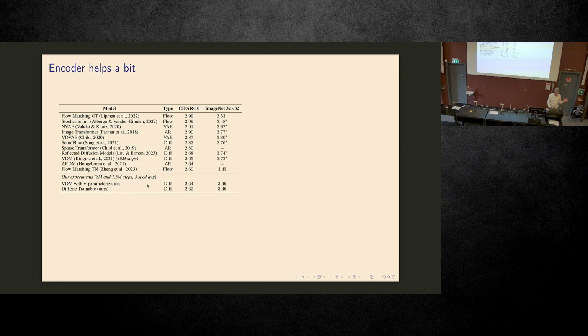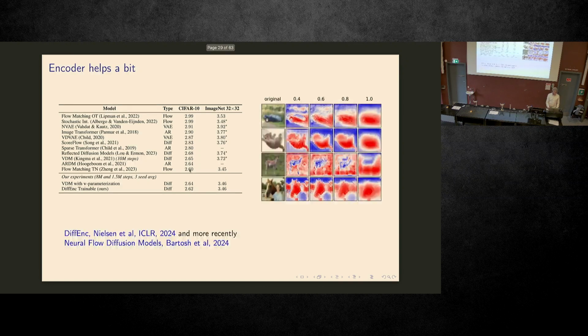Beatrix was very thorough, so she also ran the VDM. So we essentially took the VDM model, which was close to the SOTA model for a long time, and we ran it exactly with the same size network and so on, but just with this learned encoder. And this learned encoder was a smaller version of the UNets you use in the generative model. You can see that we go from 2.64 bits per dimension down to 2.62, and then other people have beaten us after that. Sorry, but that's how it goes.